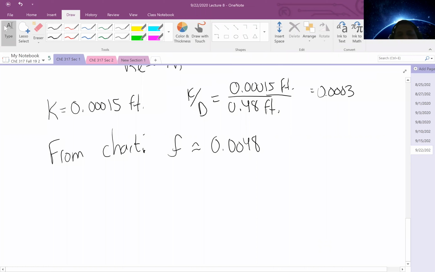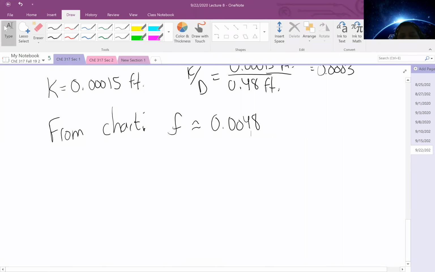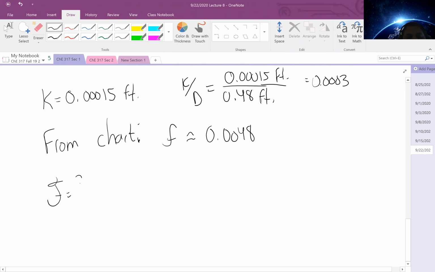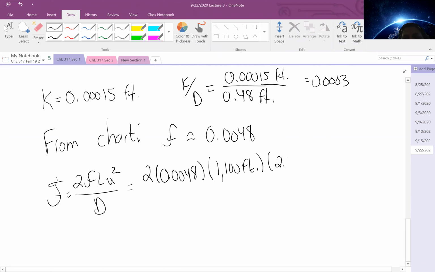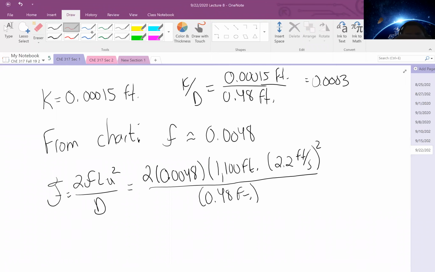Now that I have that friction factor, I can then solve for my frictional dissipation, my F, which is 2f L u squared over D, or 2 times 0.0048 times my length, 1,100 feet, times my u squared, 2.2 feet per second squared, divided by my diameter, 0.48 feet. And what I should be left with, which I am, is feet squared per second squared.